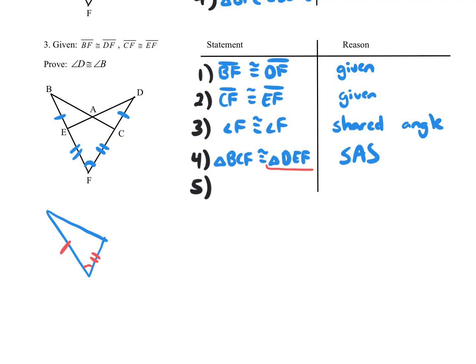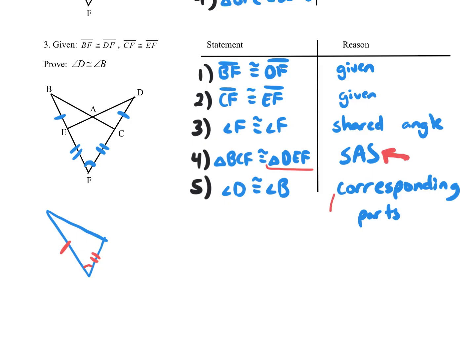And then what is my statement 5? Angle D is congruent to angle B. It's that proof statement, right? Why can we now assume that those two angles are congruent? Because they are corresponding parts. Okay, again, the reasoning for putting corresponding parts is because we already proved that the two triangles were congruent, so all the other corresponding parts must be the same. Okay?